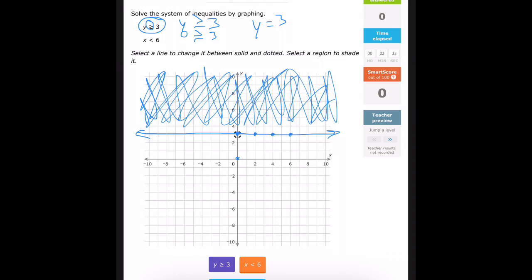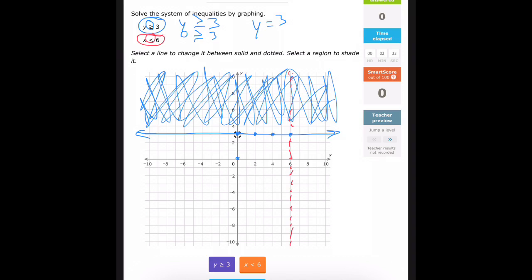Now what we're going to do is x is less than 6. This time we have x is 6, not y. So my x is always going to be 6. No matter what my y value is, x is always going to be 6. But notice this time it is not equal to. So what do I need? I need a dotted line on x is 6. I know it's not perfect, but it'll do. So there's my line.